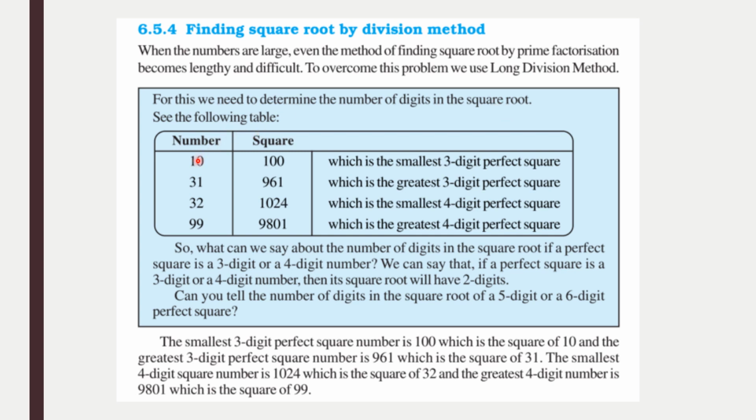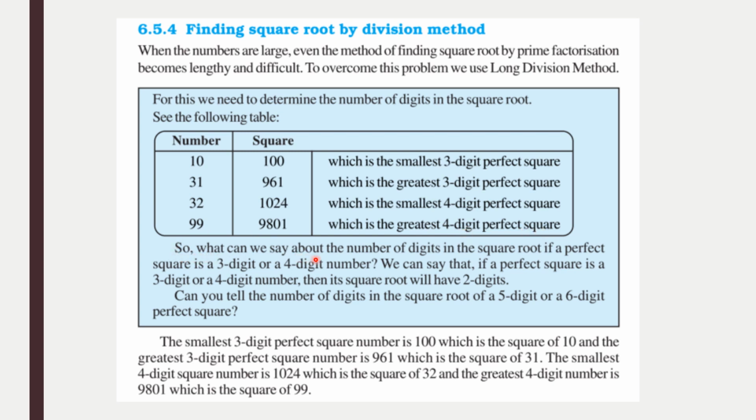See the following table. Number 10 square is 100. Number 31 square is 961. 32 square is 1024. 99 square is 9801. So 100 is the smallest 3-digit perfect square. Then 961, which is the greatest 3-digit perfect square. 1024, which is the smallest 4-digit perfect square. 9801, it is the greatest 4-digit perfect square.